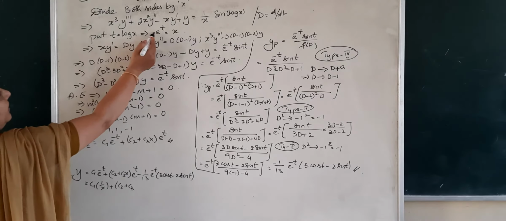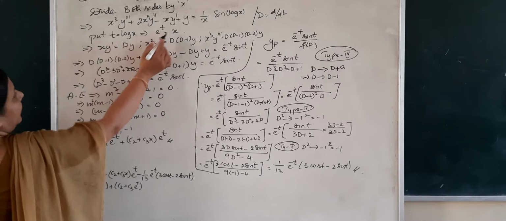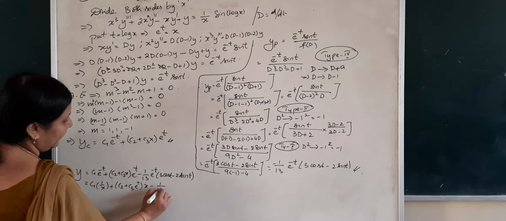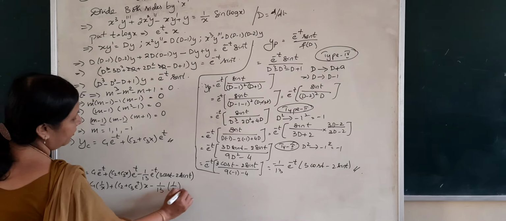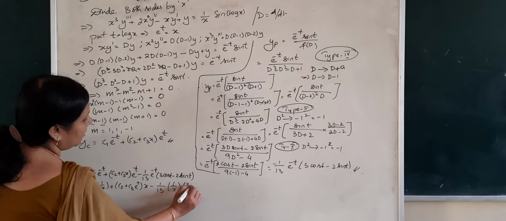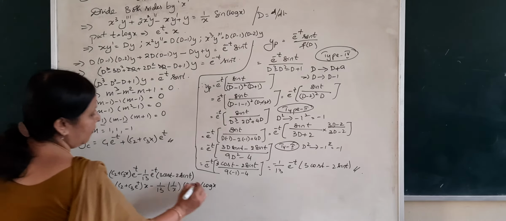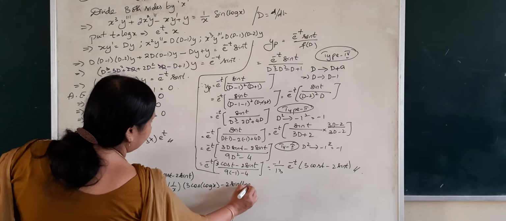X is replaced by e power t, and e power t is replaced by x. So this will be x outside, minus 1 by 13 times e power negative t, which is 1 by x, as I told you before. Next, 3 cos t, where t is log x, minus 2 sin t, again with log x.